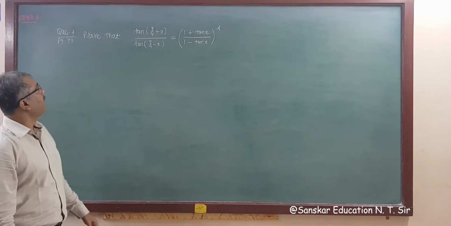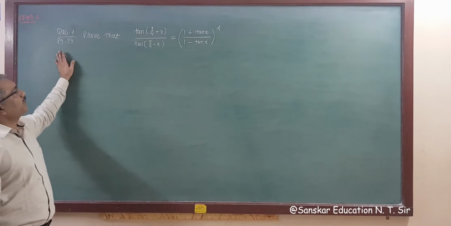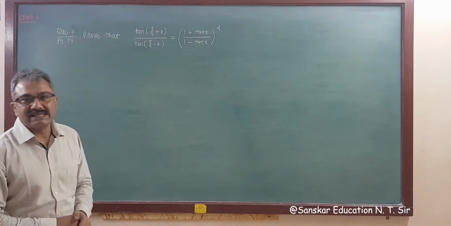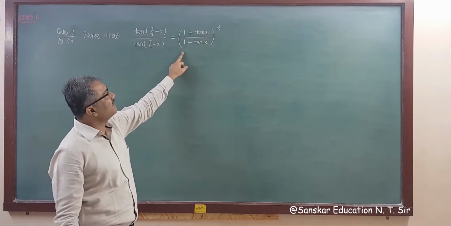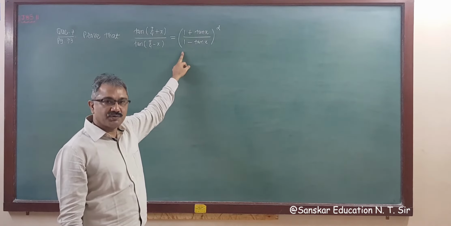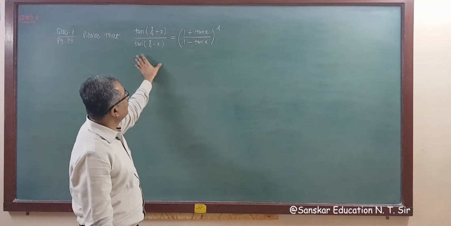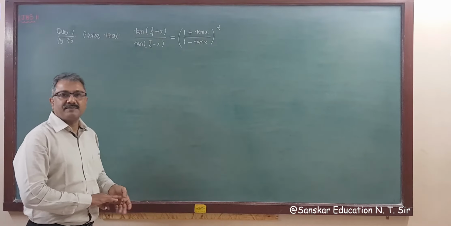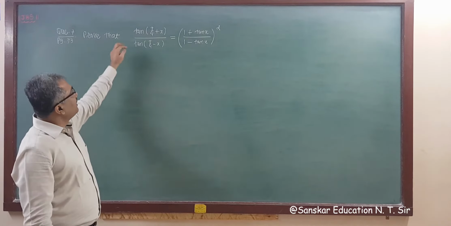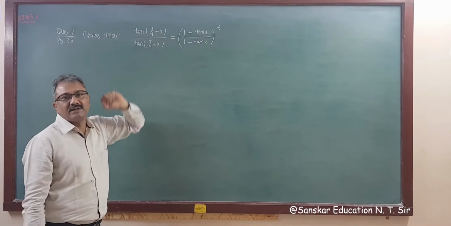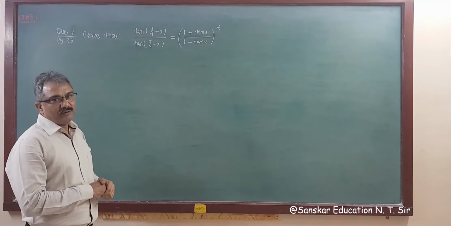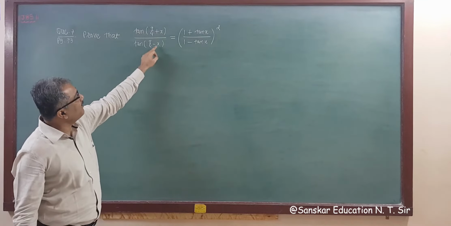Question number 7, page 73. Prove that (tan(pi/4 + x) / tan(pi/4 - x)) is equal to ((1 + tan x) / (1 - tan x)) whole square. So, a nice, easy question. Here given tan(pi/4 + x), so you have to apply the tan(a + b) formula, and this is tan(a - b).